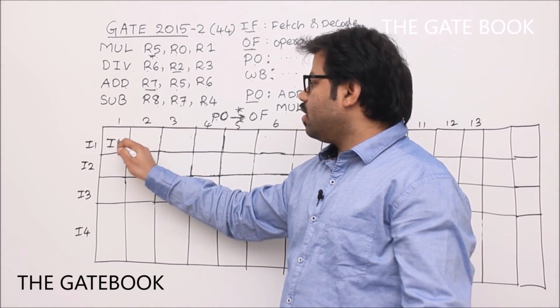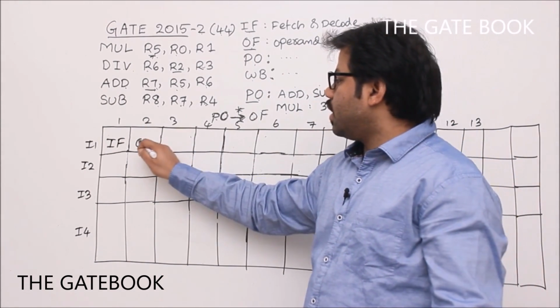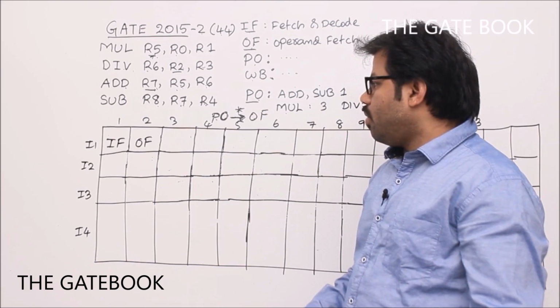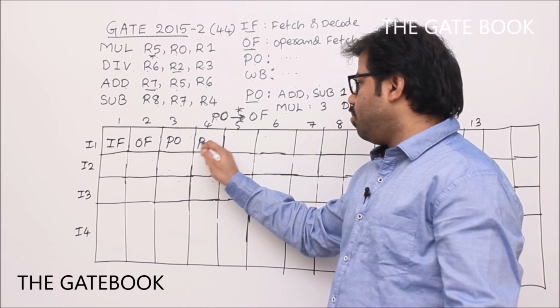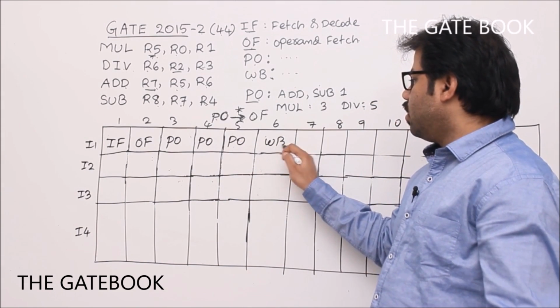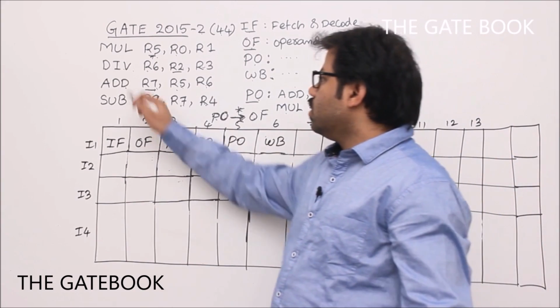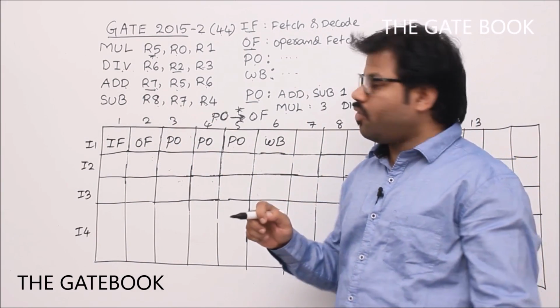We fetch here. We know that. Then after that, operand fetch, 2nd clock cycle. Then perform operation. Since it is multiplication, it requires how many clock cycles? 3. PO, PO, PO. Then later write back. Done. Now second instruction, so division. It requires 5 perform operations. That means 5 cycles for perform operation.